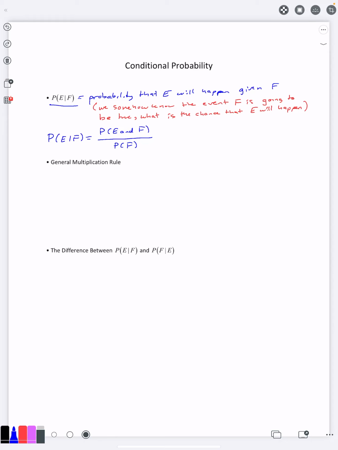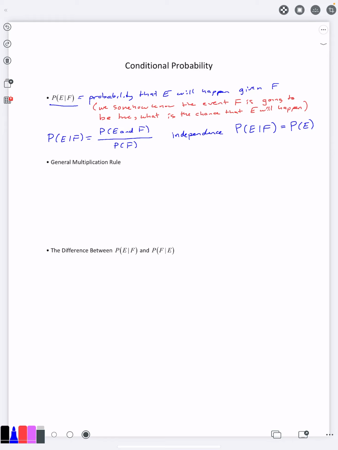Okay. Now, another way of thinking about this is the idea of independence that we saw in the previous video. So what does independence mean? It means that whether one of them happens doesn't affect whether the other one's going to happen. So in other words, that means the probability of E, if we know that F is going to happen, is going to be the same as just E normally. So the fact that we know F is guaranteed to happen is not going to affect the probability that E happens. So independence means that the conditional probability is the same as the normal probability. It doesn't actually get changed there.